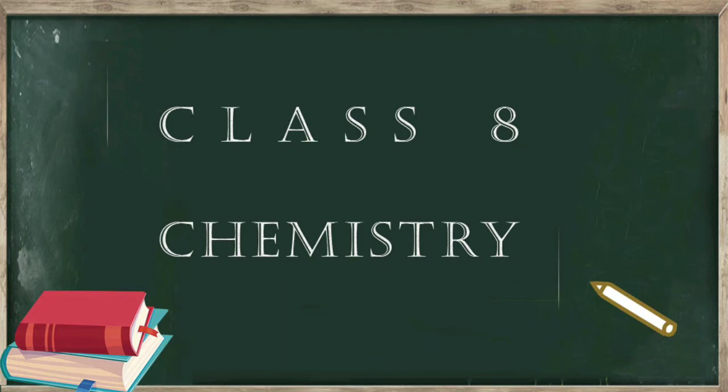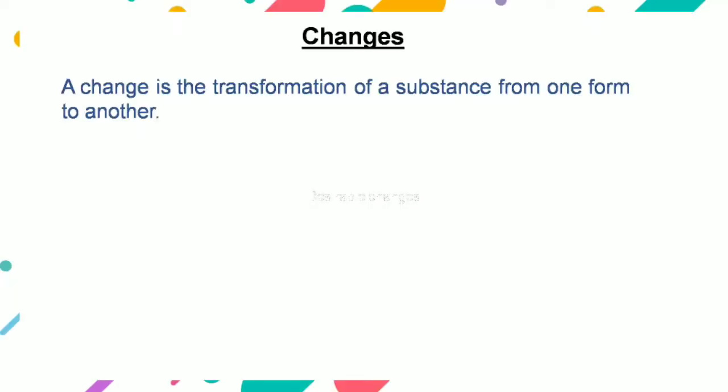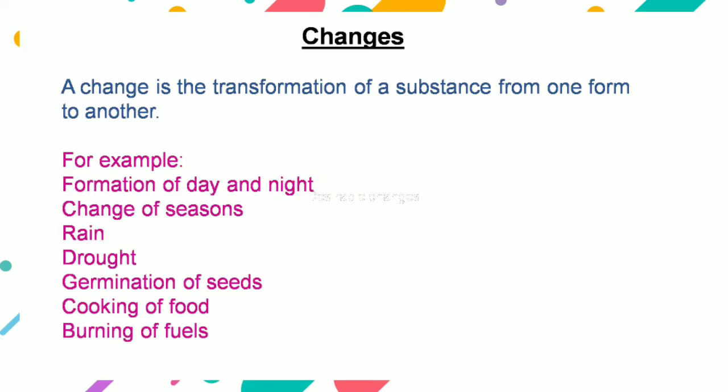I am your chemistry teacher and today in this video we are going to start with second chapter, physical and chemical changes. A change means the transformation of a substance from one form to another. We experience various types of changes around us such as the formation of day and night, the change of seasons, rain, drought, germination of seeds, ripening of fruits, cooking of food, burning of fuels, etc.